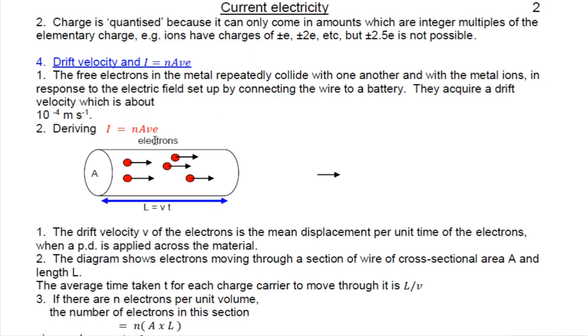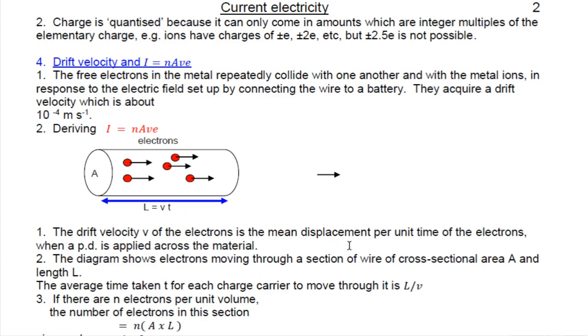Now I want to derive this, I is equal to nAve. Now we suppose a wire is cylindrical, so inside the wire we do have these charge carriers which we're going to call electrons in this case. Right, so these charges are going to drift when a potential difference is set up across the wire. Suppose the cross-sectional area of the wire is A and the length of the conductor is L. L is equal to speed times time, which is vt. So we want to find this drift velocity v in the amount of time t.